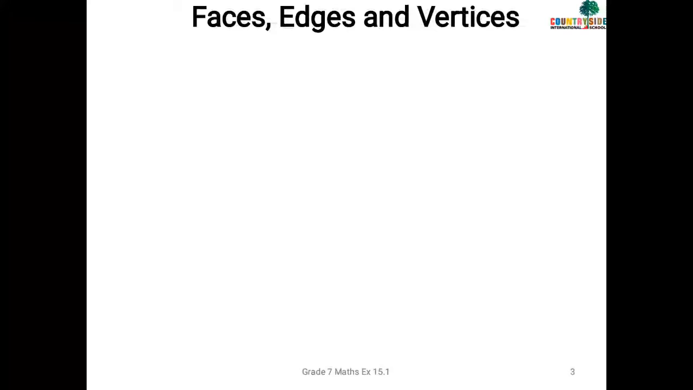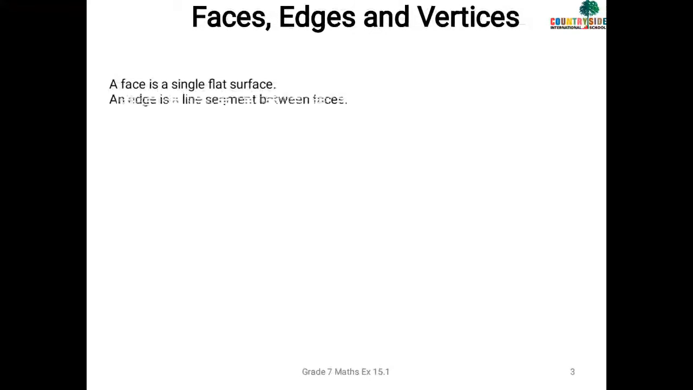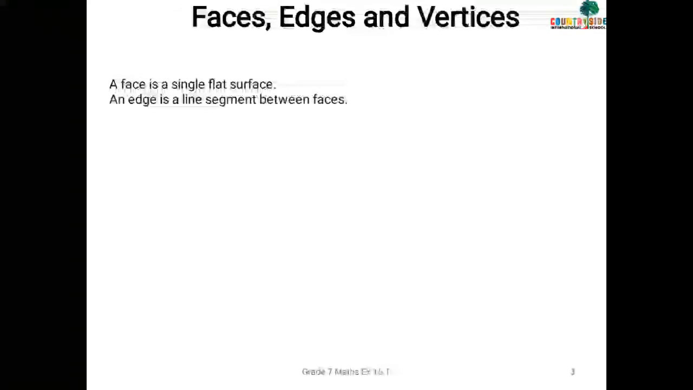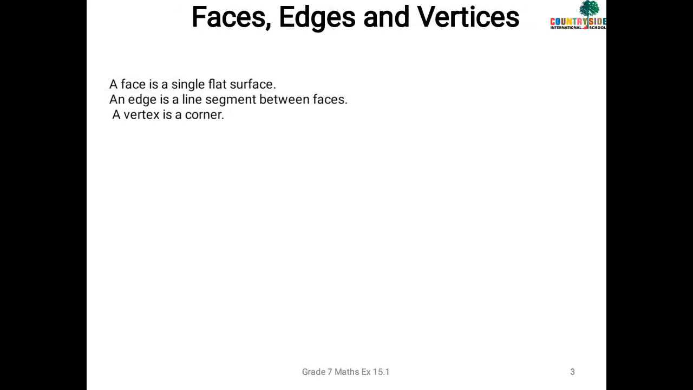So scholars, now let's discuss the faces, edges and vertices of solid shapes. A face is a single flat surface. So the flat surface on a solid shape is known as a face. Now an edge is a line segment between two faces and a vertex is a corner.